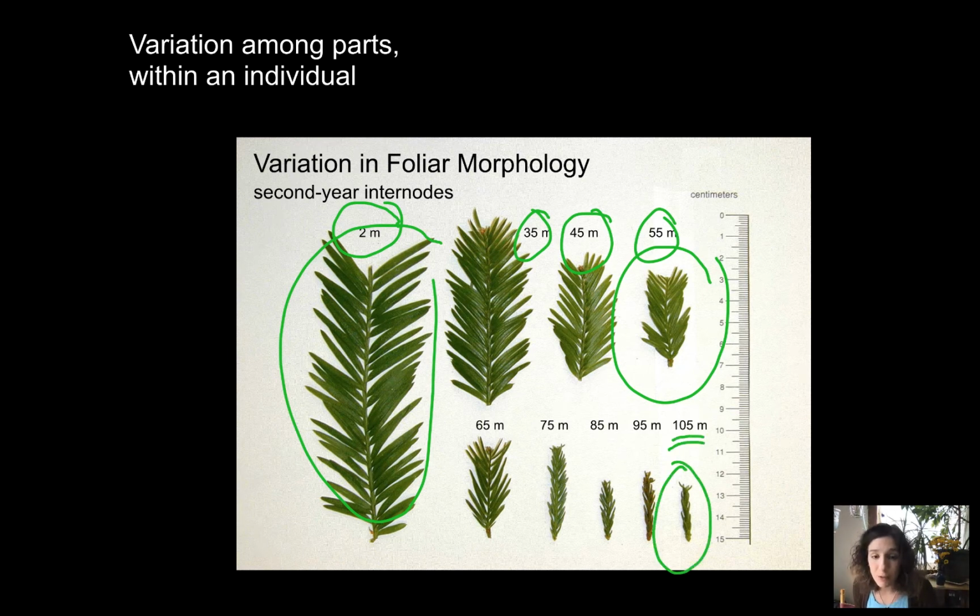And notice the different leaf morphology. This is all on one individual tree. The leaves at the base of the tree are much broader. At the top, the leaves are narrower. They're pointing in a different direction. Differences within an individual.